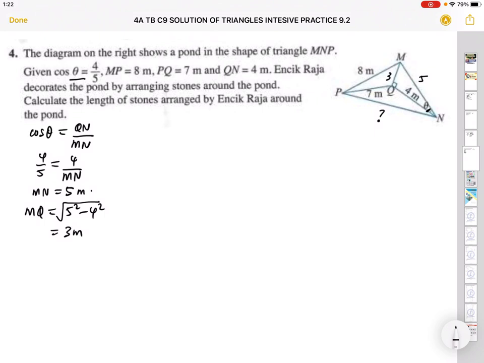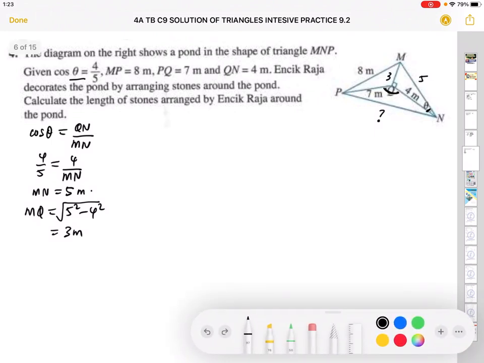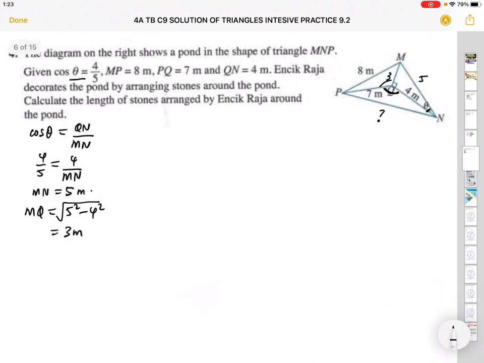Okay, either you use the small triangle here, I mean the triangle inside here, or the triangle outside here, the bigger one. But I think it's easier to find triangle PQN. Use triangle PQN, it will be easier, right? But to find PQN, we need to know PQM, right? So let's find angle PQM by using cosine rule.